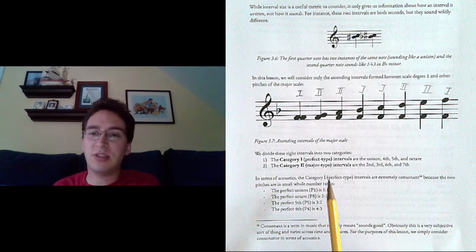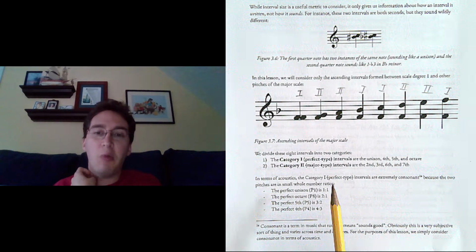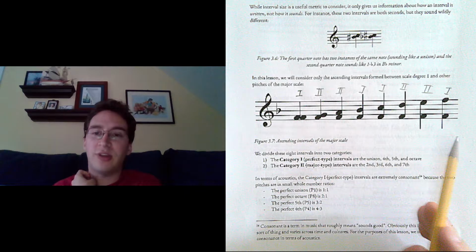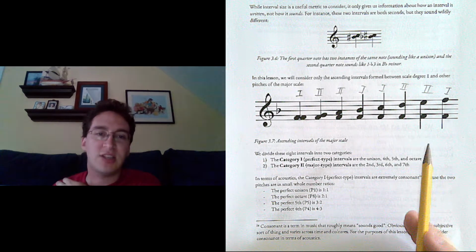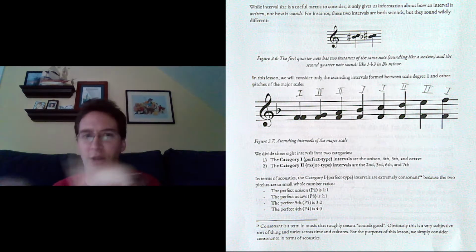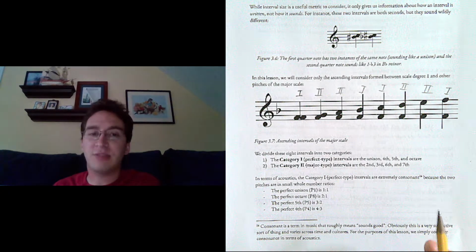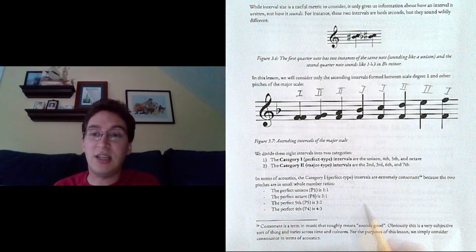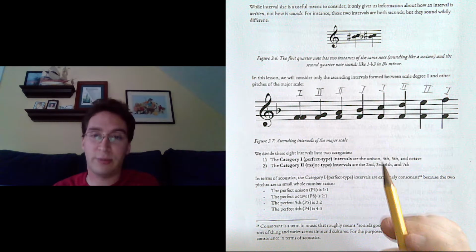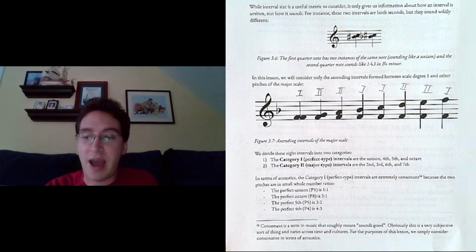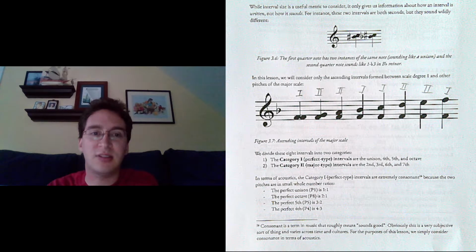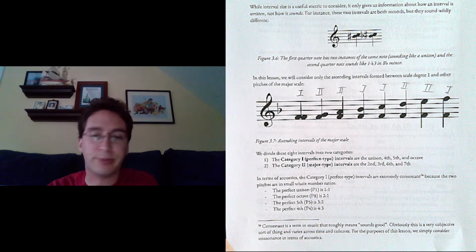So in terms of acoustics, the category 1 intervals are very consonant, which here means sounds good, which is culturally relative, but generally considered to sound good across most cultures because the 2 pitches are in small whole number ratios. We talked about how different pitches are actually just different frequencies, cycles per second.